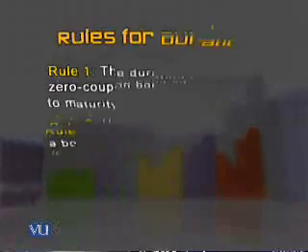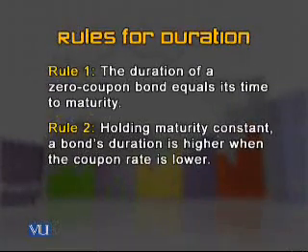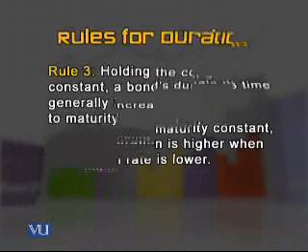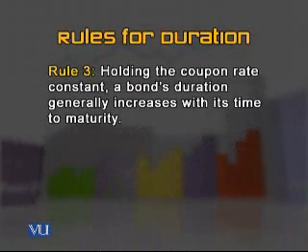It's a relationship between lower coupon rates yielding into higher duration. That is rule number 2. Let's get on to rule number 3. Rule number 3 is, again, holding the coupon rate constant. A bond's duration generally increases with its time to maturity. Confused? Shouldn't be. It's different from rule number 2.